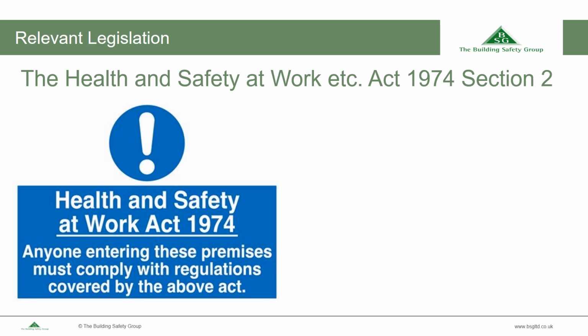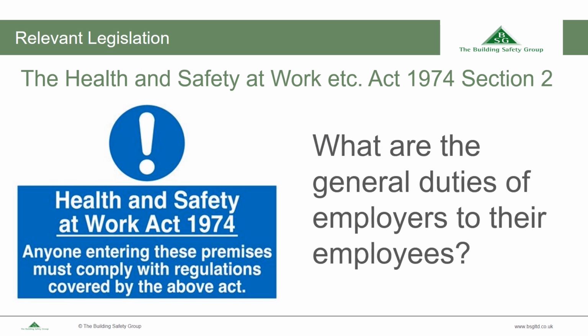Section 2 of the Health and Safety at Work Act deals with the general duties of employers to their employees, and it shall be the duty of every employer to ensure, so far as is reasonably practicable, the health, safety and welfare at work of all his employees, and to provide systems of work that are, so far as is reasonably practicable, safe and without risks to health, ensuring, so far as is reasonably practicable, the safety and absence of risks to health in connection with the use of articles and substances, the provision of such information, instruction, training and supervision as is necessary to ensure, so far as is reasonably practicable, the health and safety at work of his employees.